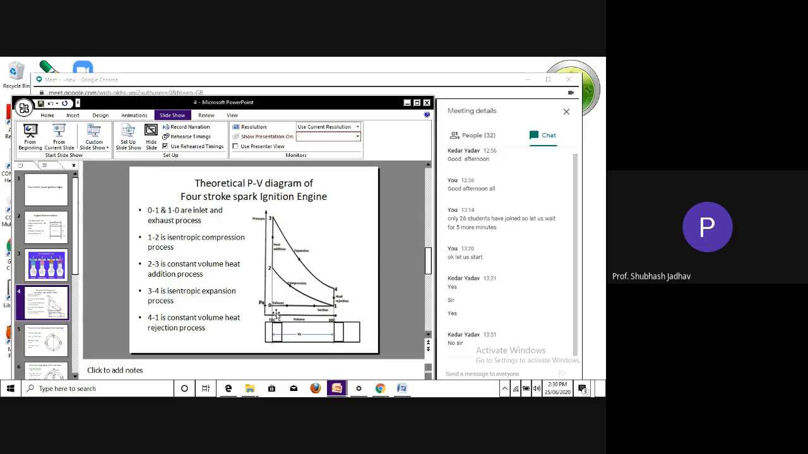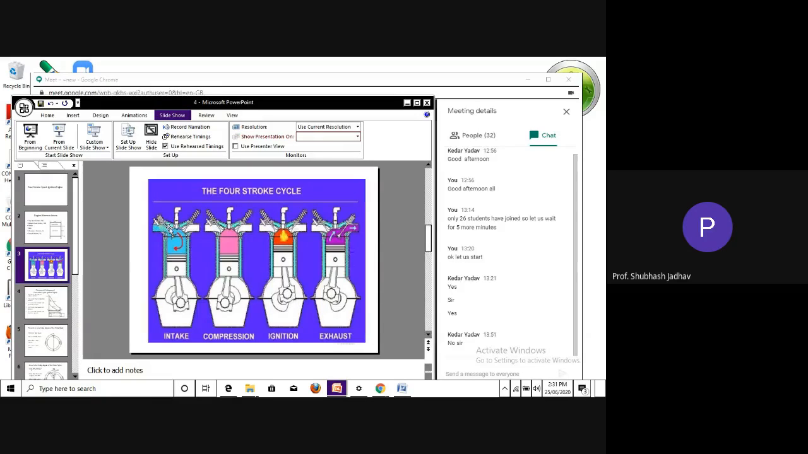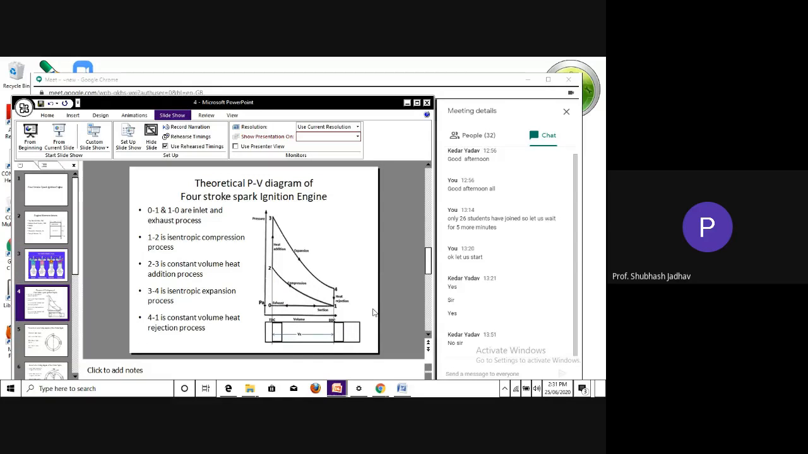which is not a part of the thermodynamic process, because according to the closed cycle, the working fluid should not cross the boundaries. Okay, so this is your boundary, and this boundary should not be crossed. But it is happening. Here we have an inlet port through which the mixture is coming, and here an exhaust manifold through which exhaust gases are moving out.